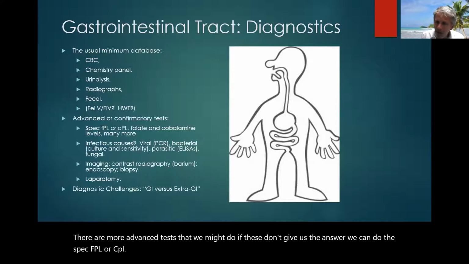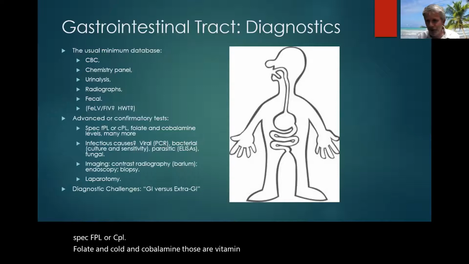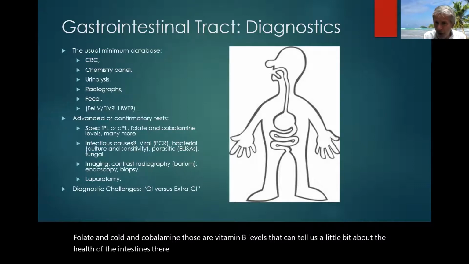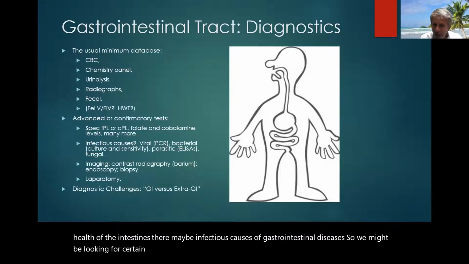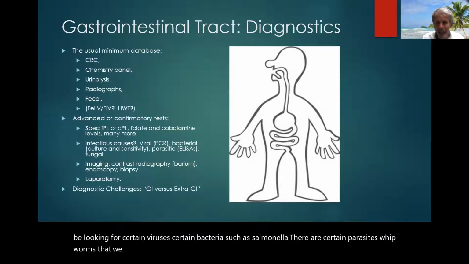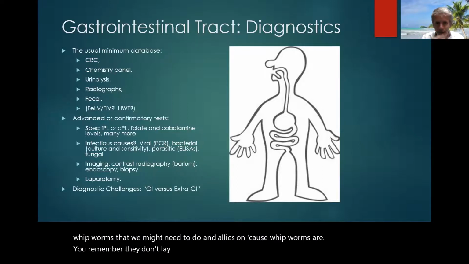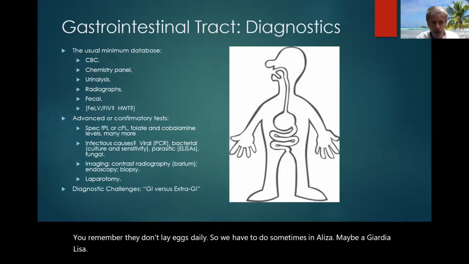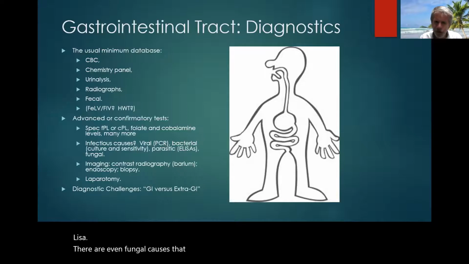Folate and cobalamin, those are vitamin B levels that can tell us a little bit about the health of the intestines. There may be infectious causes of gastrointestinal diseases. So we might be looking for certain viruses, certain bacteria, such as salmonella. There are certain parasites like whipworms that we might need to do an ELISA on, because whipworms, you remember, don't lay eggs daily. So sometimes we have to do an ELISA, maybe a Giardia ELISA. There are even fungal causes that I'd have to check what the tests are.